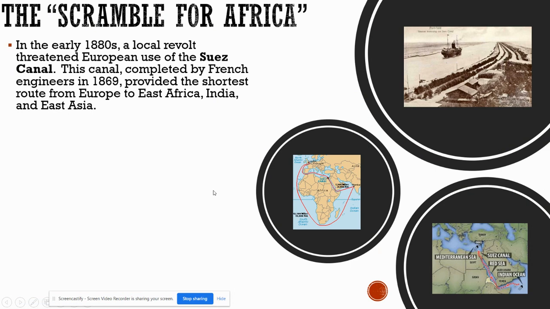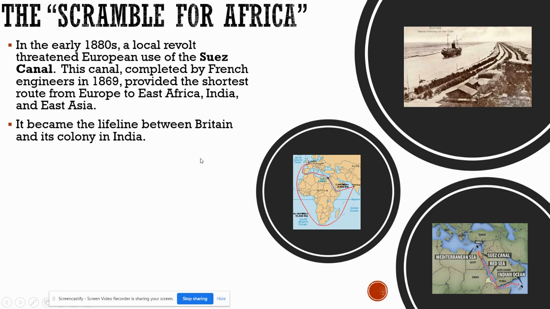So, scramble for Africa. In the early 1880s, a local revolt threatened European use of the Suez Canal. So, the Egyptians wanted to take over the Suez Canal. So, this gave the British an excuse to go in and take over the thing completely. So, this canal was completed by the French engineers in 1869, and it was the shortest route from Europe to East Africa, India, and East Asia. It's a big deal. So, this is the trip through the Suez Canal. Without it, you go all the way around Africa.